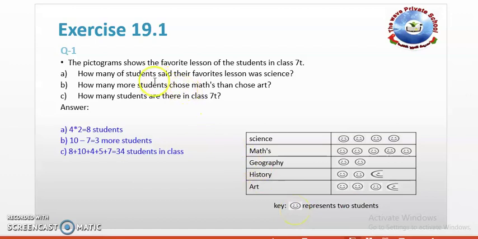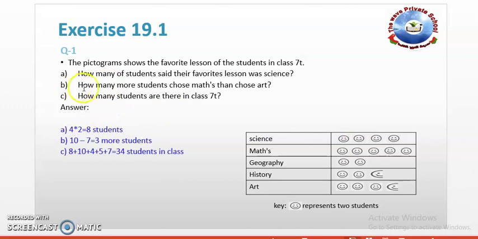And what is our question? How many students said that their favorite lesson was science? So just see science. One smiley represents 2 students and there are 4 smileys. So we can say that 8 students have science as their favorite lesson. 4 into 2 is equal to 8 students.